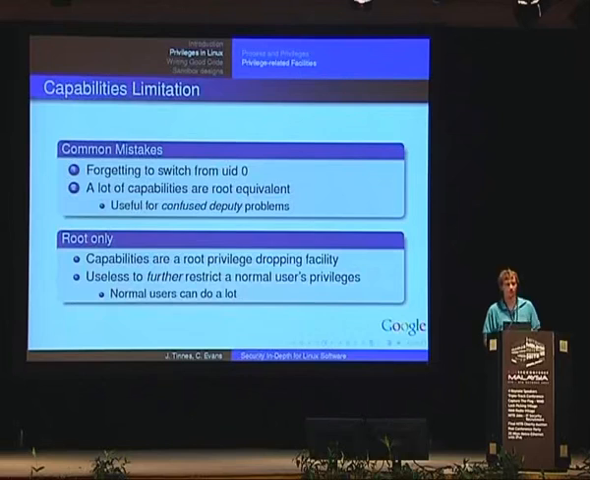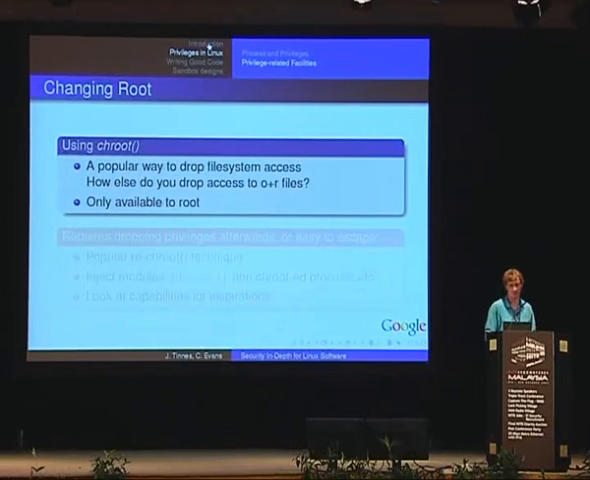Also, capabilities are a root privilege dropping facility. A normal user has no capability, so he has nothing to drop there. So you can read in the appendix more about capabilities. We're not going to talk too long about that.